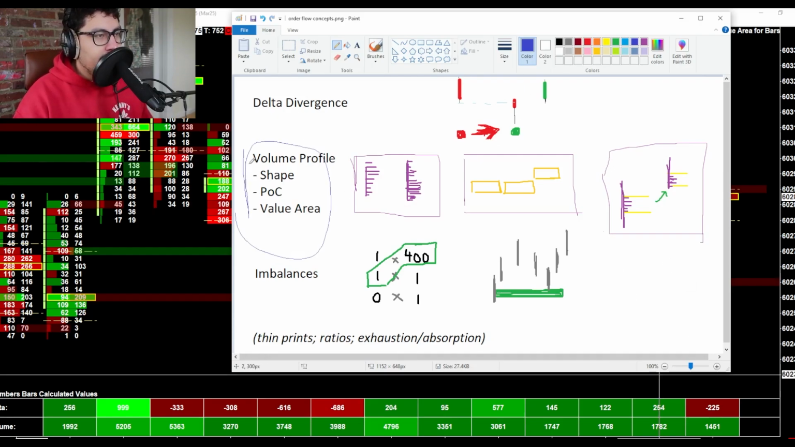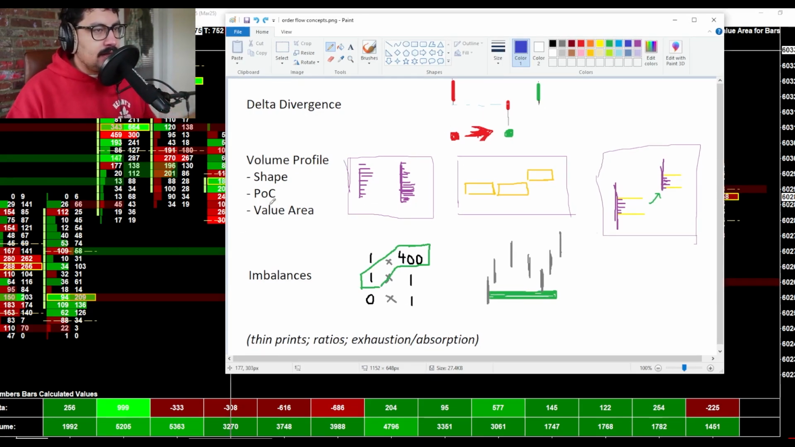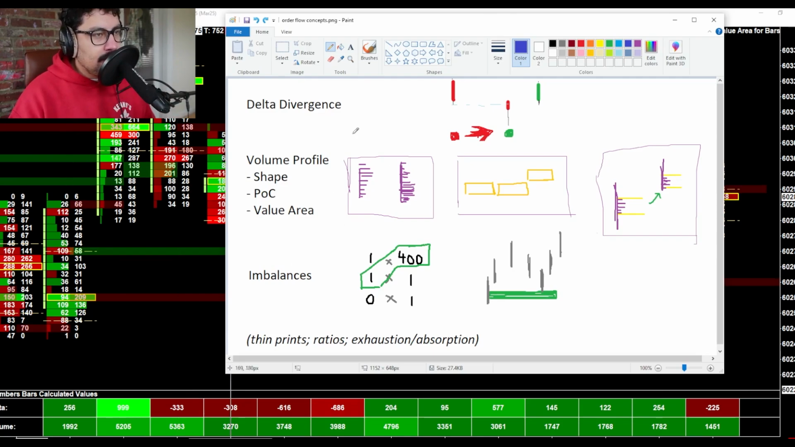Volume profile. I feel like this is a big one. This is volume at price. A lot of people know what volume profile is. It's the bars across your chart on the side. It's volume at price analysis, basically, and it has a few different concepts that I threw under there.